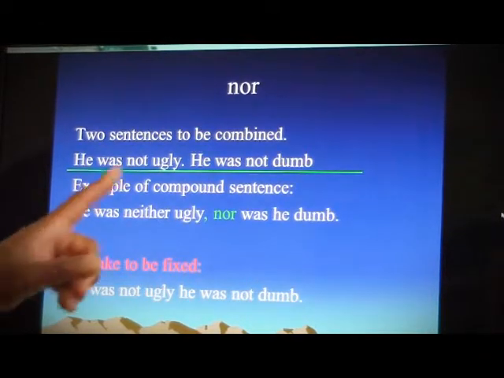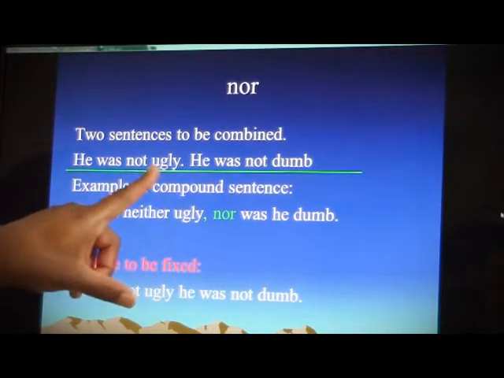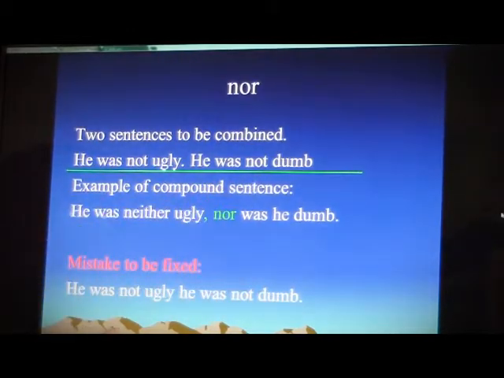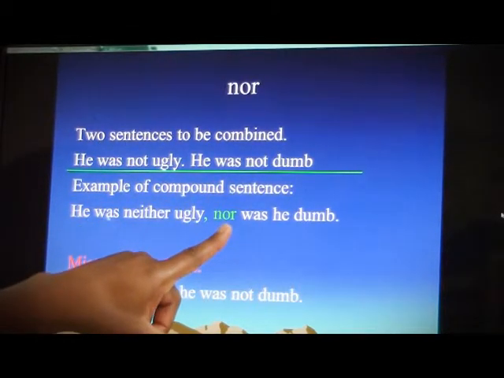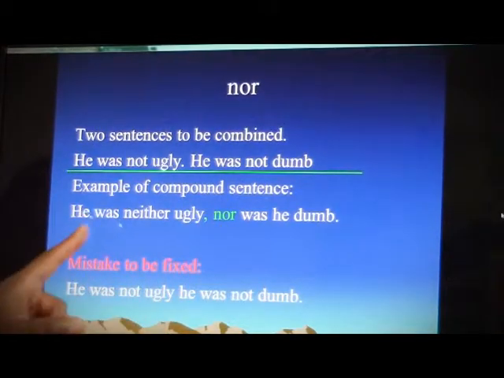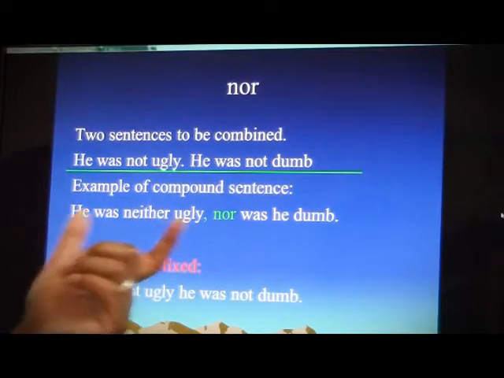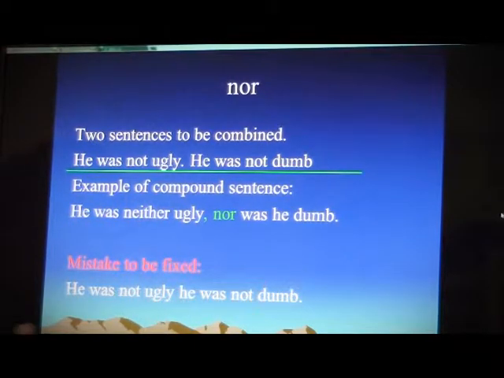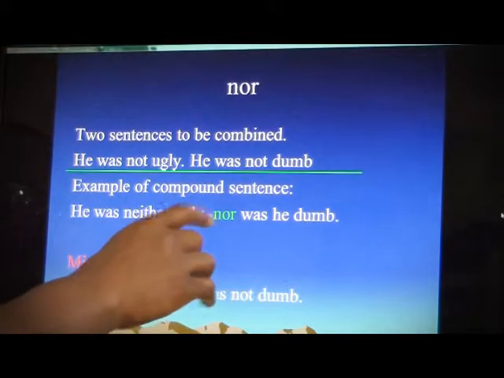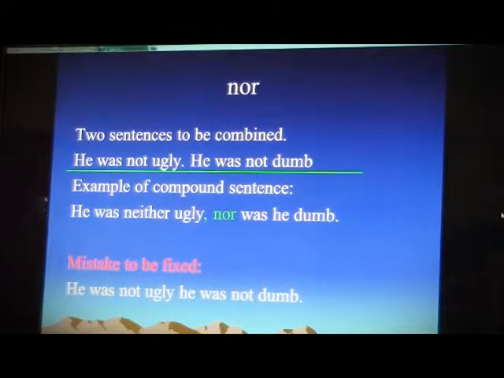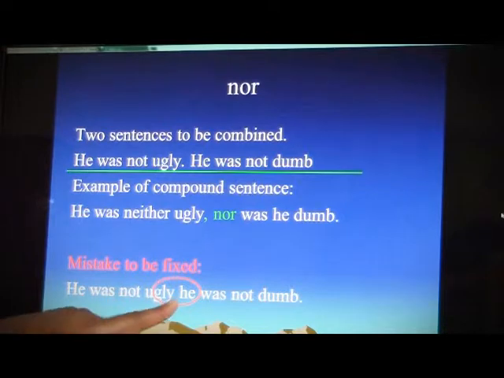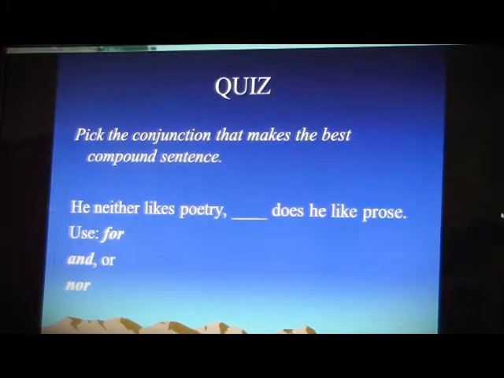All right. Two sentences to be combined. He was not ugly, he was not dumb. This time we're going to use the word nor. He was neither ugly nor dumb. Okay? He was neither of these two things. He was not ugly, he was not dumb. This is wrong because again you need the comma and you need the coordinating conjunction. See? That's what's missing.